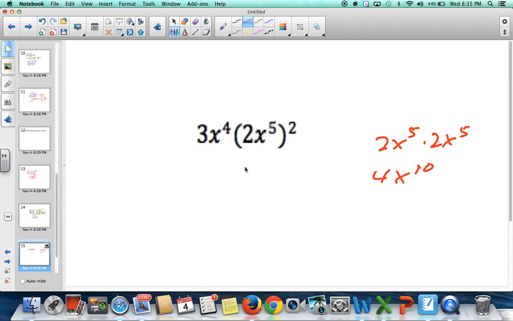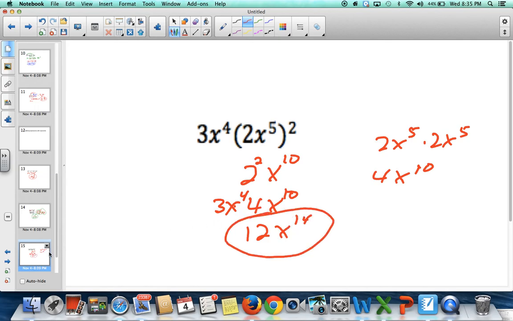So this is going to be 2 to the second in x, and we multiply 5 times 2 and get 10. But 2 to the second is just 4. So 4x to the 10th, and then I have 3x to the 4th. So now I can multiply 3 times 4 and get 12. X to the 4th times x to the 10th is x to the 14th, and that's the answer we're looking for. Okay.